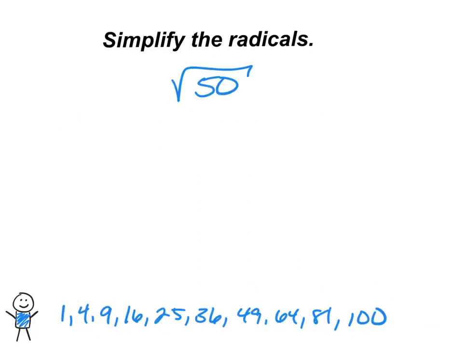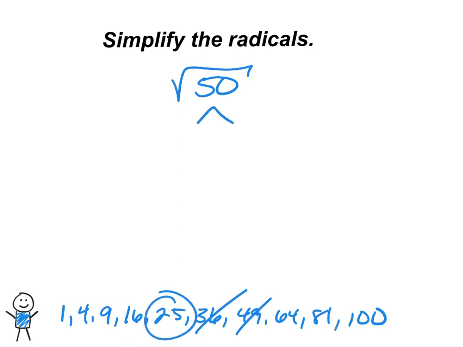Let's try another example. We're looking for the square root of 50. It's not a perfect square, and I don't want a decimal number. I need to simplify it. So let's see if there are any perfect square factors that 50 can be broken down into. Let's start with the largest possible one. 49 does not go into 50, nor does 36. 25 does go into 50.